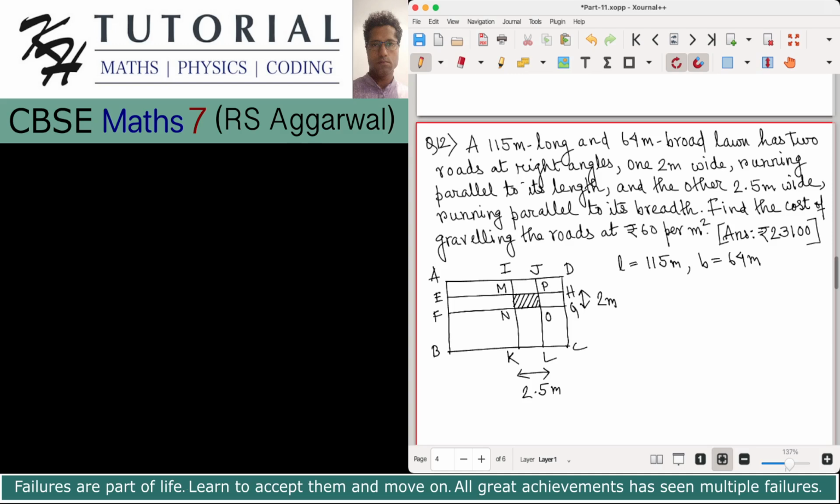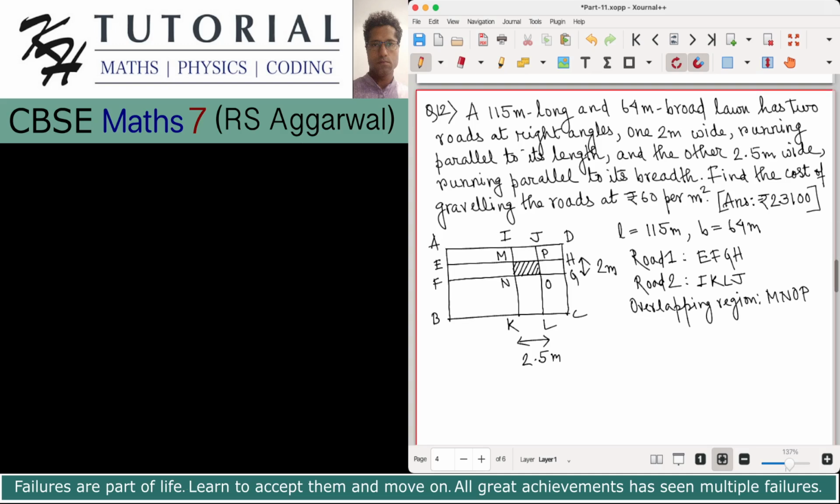Okay, fine. So before that, let's just for the sake of discussion and understanding, let's say road 1 be the road running parallel to the length, which is E F G H, and road 2 be the road running parallel to the breadth, which is I K L J, and the overlapping region is the rectangle MNOP.